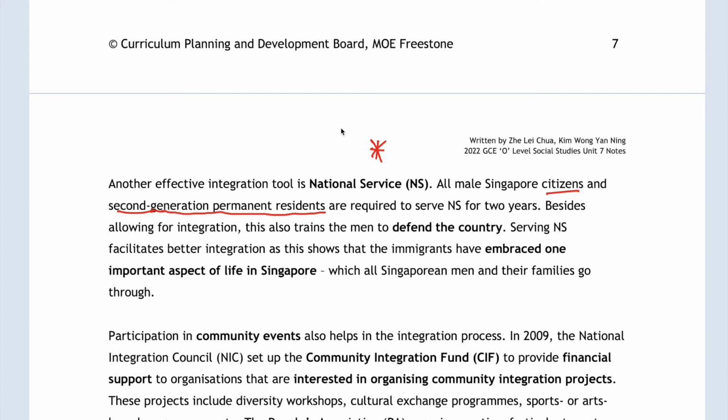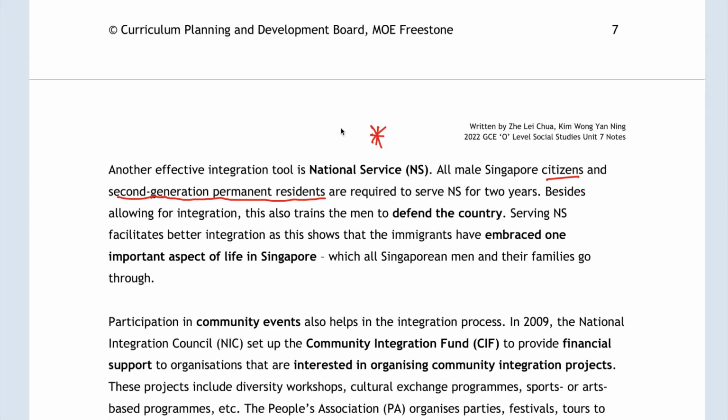Together through that process of training, they form camaraderie. Then they will have that attitude, number one, to protect the country that they all now call home, and number two, they will be able to better bond with one another.